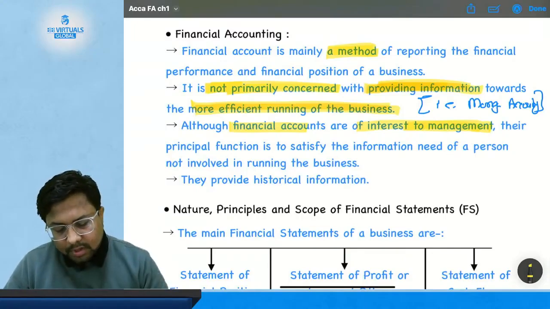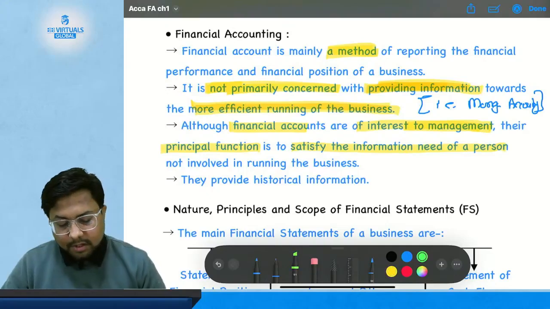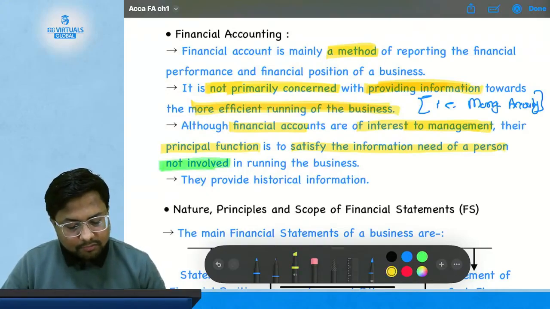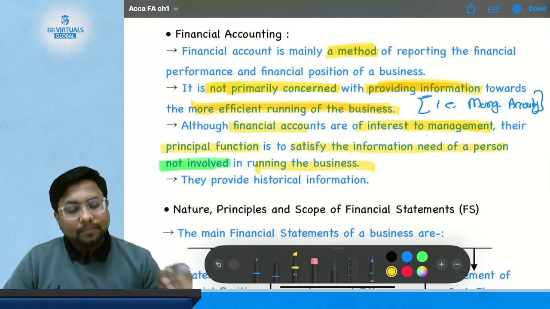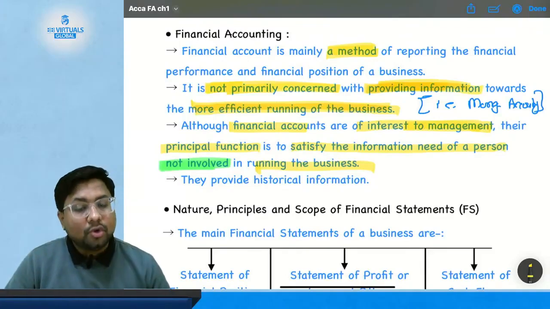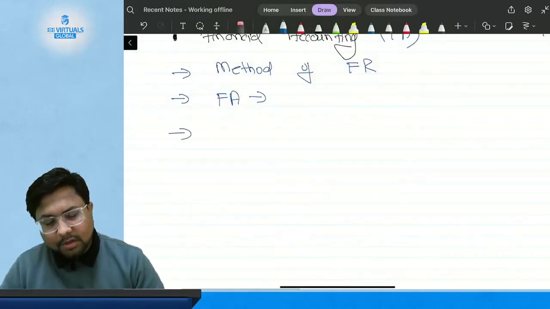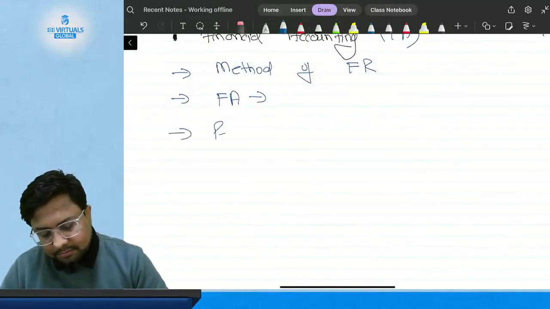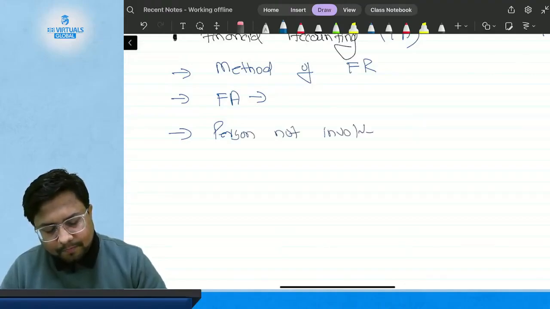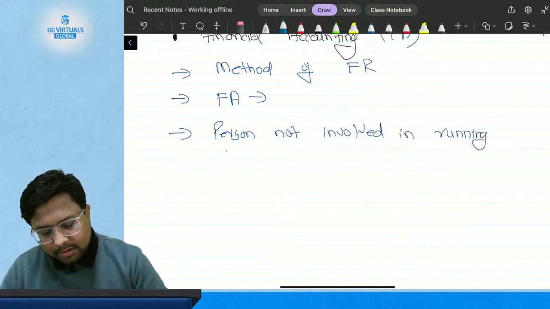The principal function of financial accounting is to satisfy the information needs of persons not involved in the running of the business. So the basic function of financial accounting is to serve the information needs of those who are not involved. Now, who are the persons not involved in running the business?